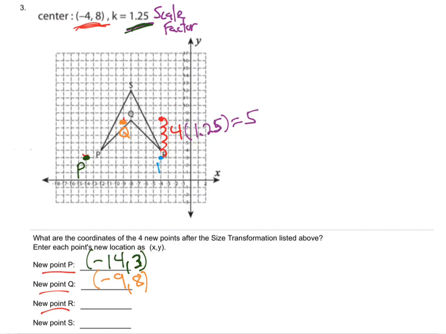Just a little further away from the center than the old point R, 1.25 times further away. So what's the coordinates? That looks like it's back 4, up 3. Back 4, up 3 on that one. Okay, and now one more. So let me get rid of this. So from the center here.